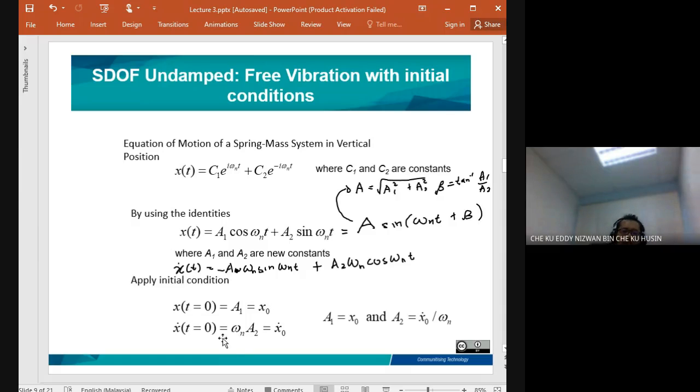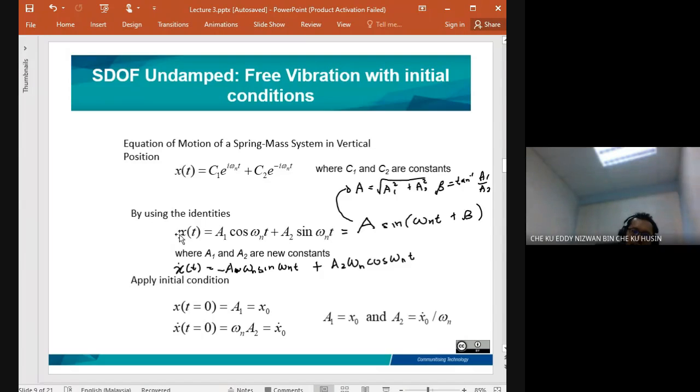And then the initial velocity. When t is equal to 0, we substitute t equal to 0 into this equation. Sine 0 is equal to 0, so this one can just be cancelled. We have a omega n cos omega n t, and cos omega n t when t equals 0, cos 0 is equal to 1. So a2 omega n is equal to x dot naught. So this is how we can get this equation.